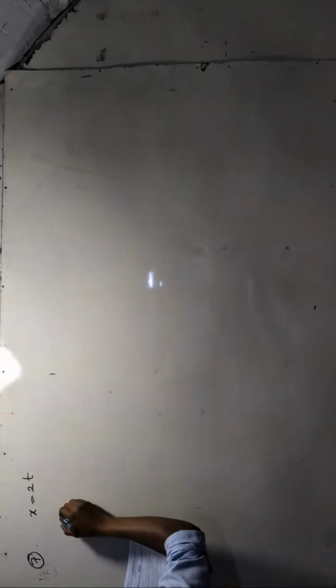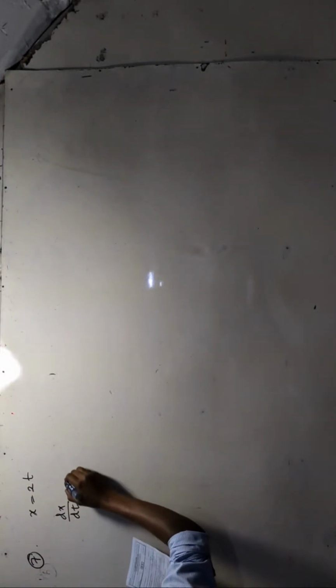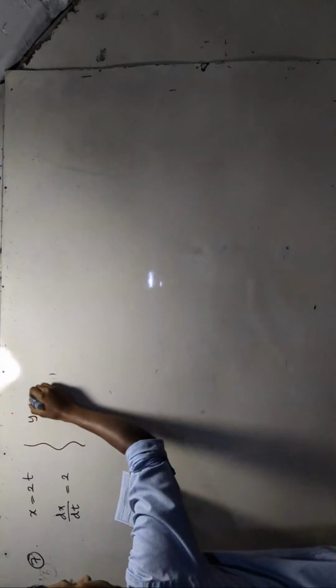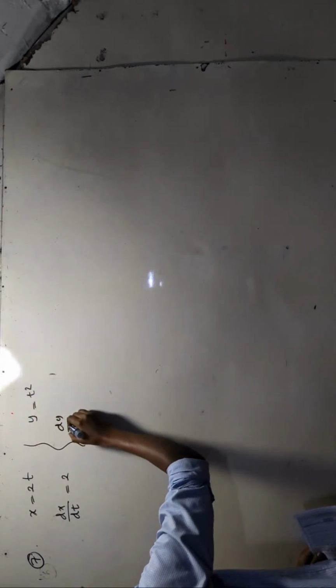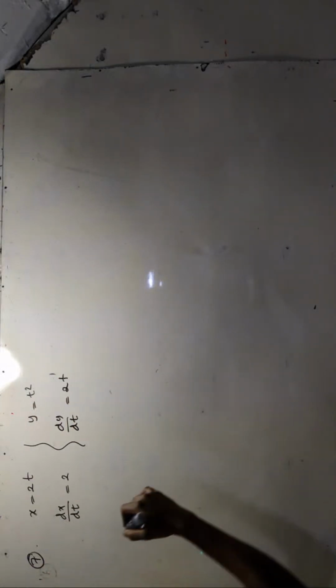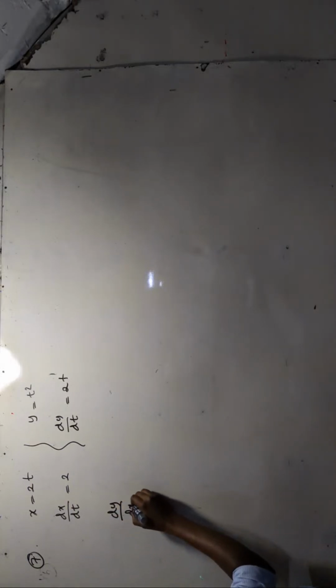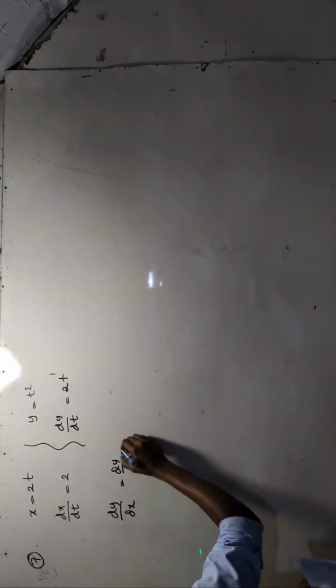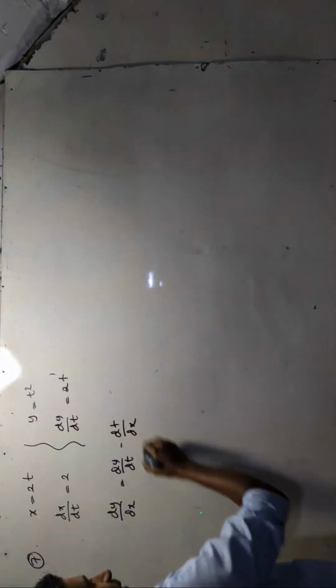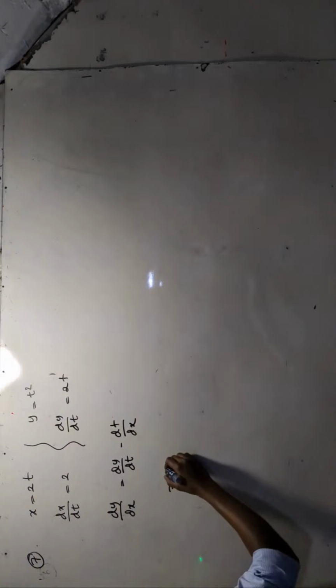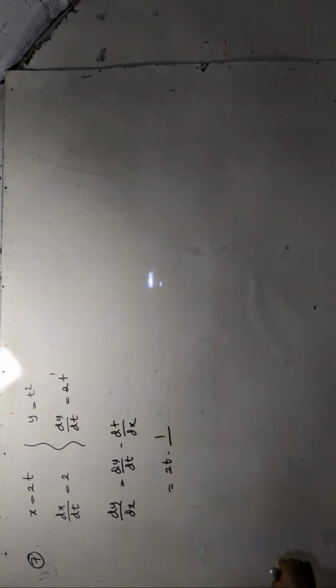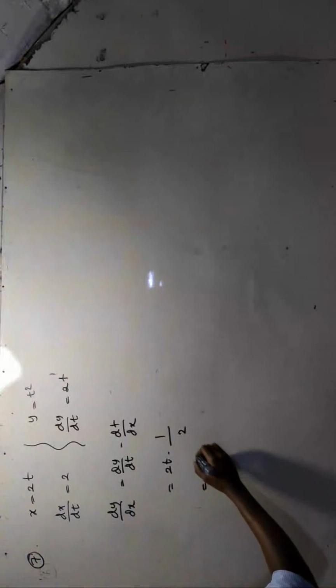Right. So question number 7, applications of derivatives. The curve is given by x is equal to 2t. That means dx over dt is equal to 2. Then y is equal to t squared, so dy by dt is equal to 2t. Now using these two, we can find dy by dx. Using the chain rule, dy by dx is equal to dy by dt over dx by dt. So dy by dt is 2t, and dx by dt is 2, so the answer will be t.